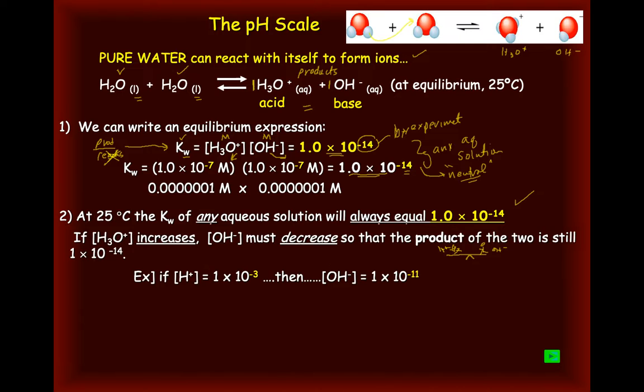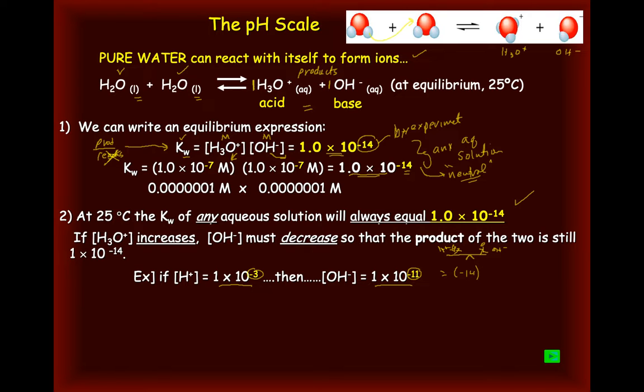All right. So for example, let's just say I put more acid in, and I increased the H plus to 1 times 10 to the minus 3. Well, if that was the case, then OH must change to 1 times 10 to the minus 11, such that the exponent of minus 3 and the exponent of minus 11 must equal that minus 14.